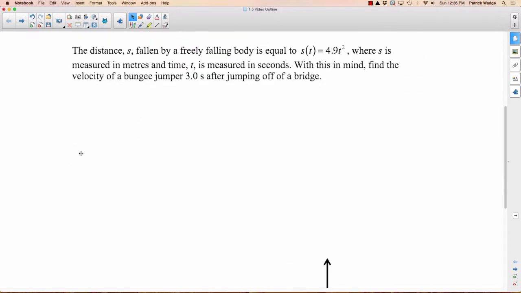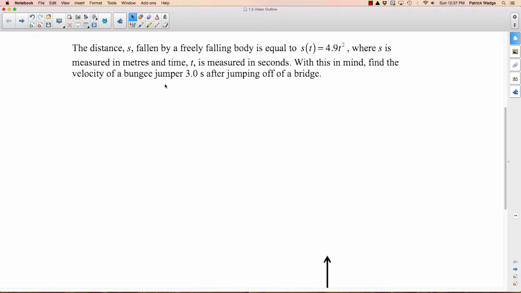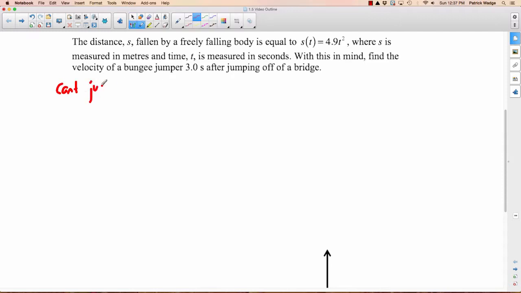It says the distance s fallen by a freely falling body is s of t equals 4.9 times t squared, where s is measured in meters and time t is measured in seconds. With this in mind, find the velocity of a bungee jumper 3 seconds after jumping off a bridge. Okay, so first of all, we can't just plug in 3. We're interested in 3 seconds. This says s of t, that's a time. Why can't we do that?